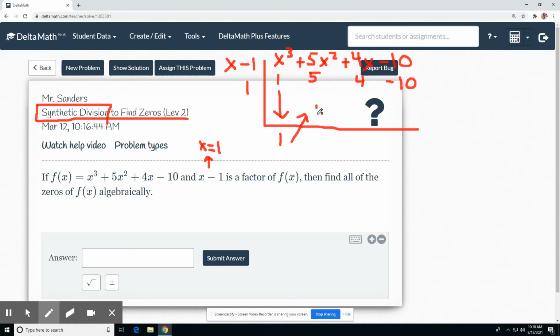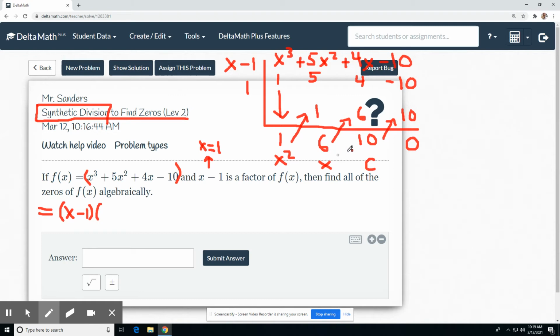So 1 times 1 is 1. Then we add straight down, we get 6. 1 times 6 is 6. Well, I like that one already. 4 plus 6 is 10. 1 times 10 is 10. And then you have to get 0 here. That's the way it was designed. This is the constant term. This is the x term. This is the x squared term. So that means all of this is equal to the x minus 1 factor. They told us that. And then we just solved it using synthetic division.